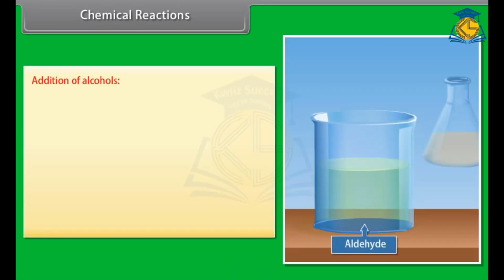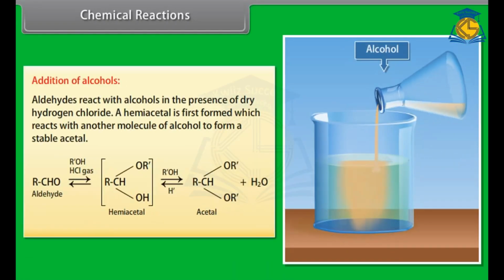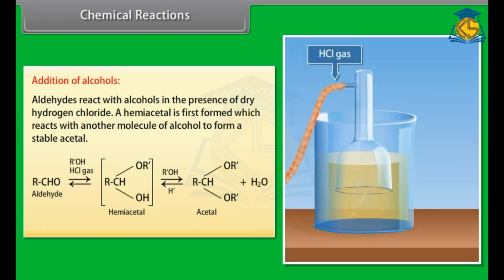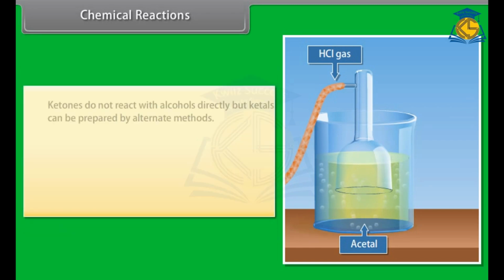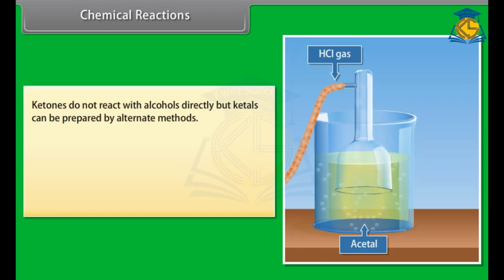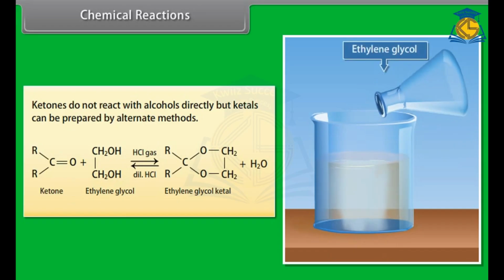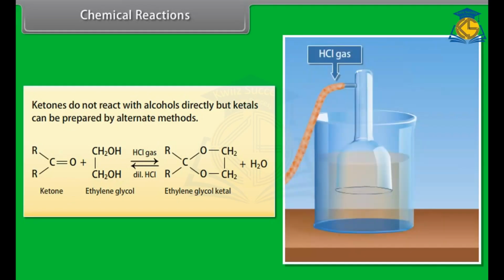Chemical reactions. Addition of alcohols. Aldehydes react with alcohols in the presence of dry hydrogen chloride. A hemiacetal is first formed which reacts with another molecule of alcohol to form a stable acetal. Ketones do not react with alcohols directly, but ketals can be prepared by alternate methods. Ketone reacts with ethylene glycol in the presence of dry hydrogen chloride gas and forms ethylene glycol ketal along with water.